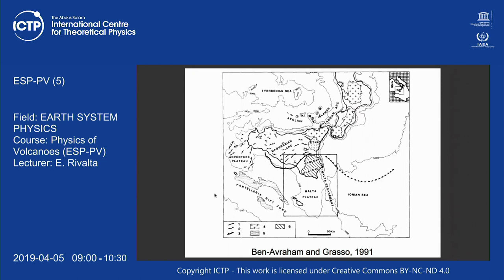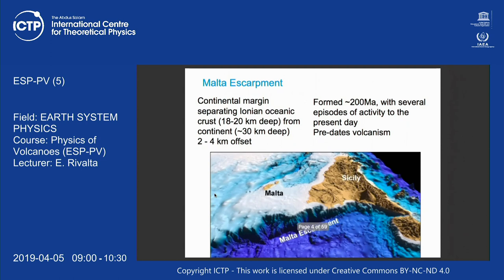So just a very, very brief summary, otherwise she doesn't get it. This is a map of Sicily, and we are now discussing the reasons why Etna is in this location. Very shortly, this location is special because it is right on top of the footwall of this very big fault. It's called the Malta Escarpment, that looks like this.